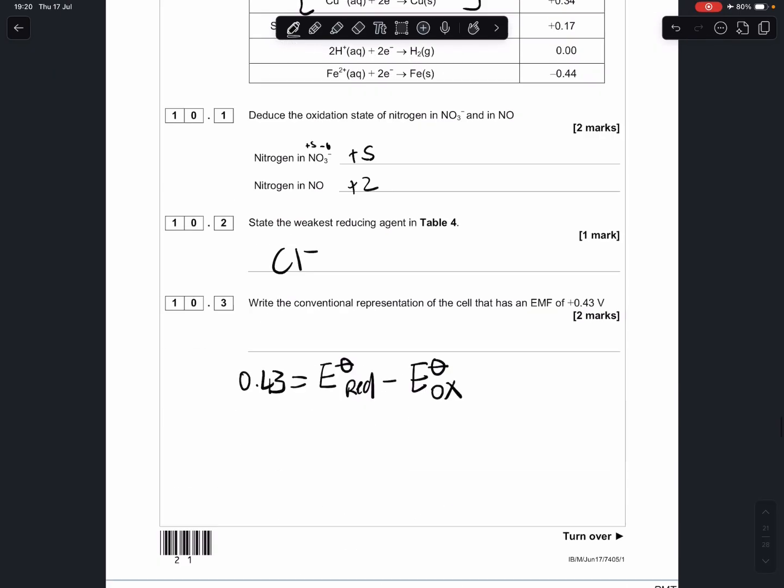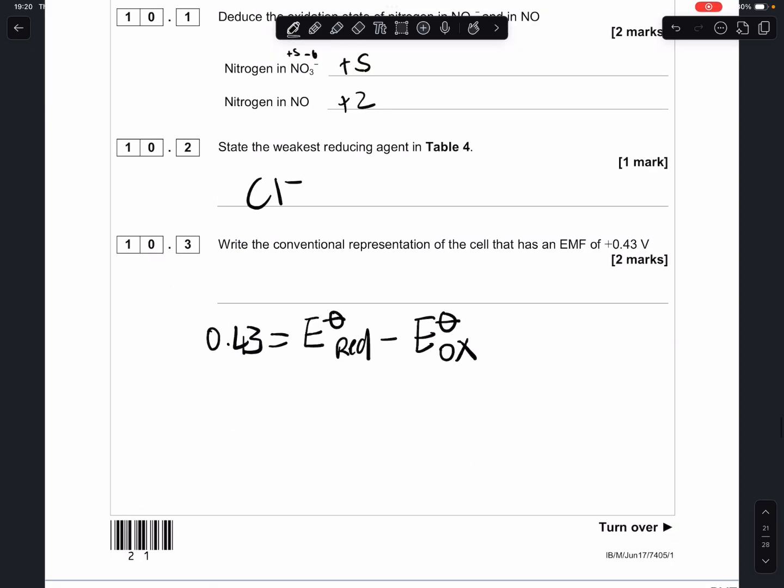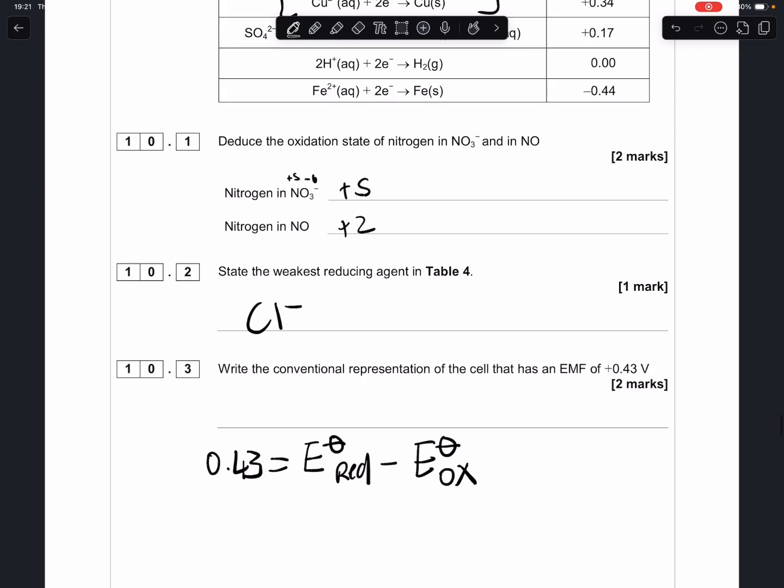There you go. So we need to write the conventional representation of this, and you always do the oxidized one on the left, so the negative one, which is this one here, and the positive one on the right. So let's write our notation layout, and this here is the salt bridge.